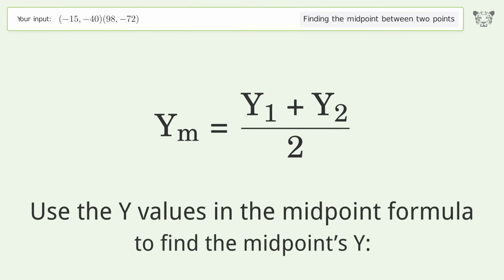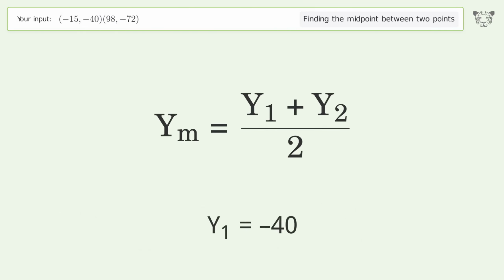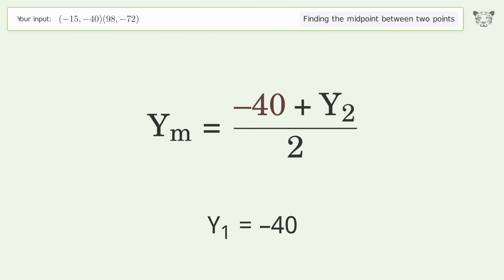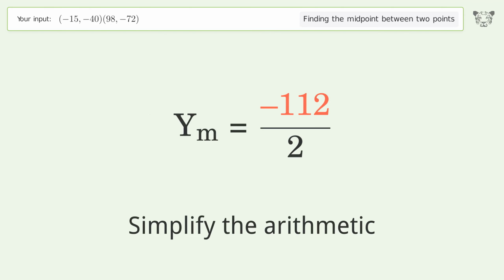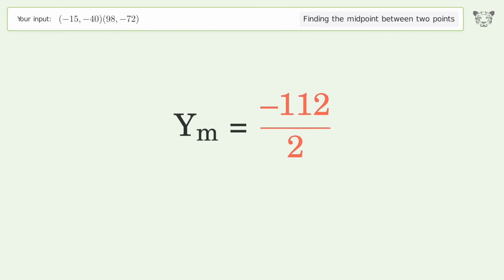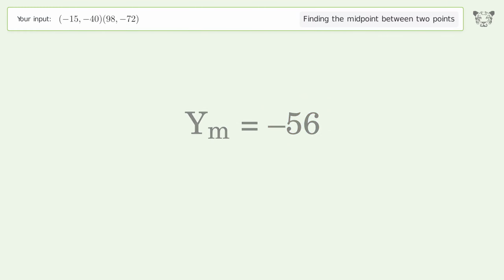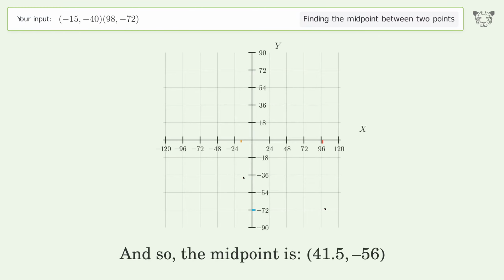Use the y values in the midpoint formula to find the midpoint's y. y1 equals negative 40. y2 equals negative 72. Simplify the arithmetic. And so, the midpoint is 41.5, negative 56.